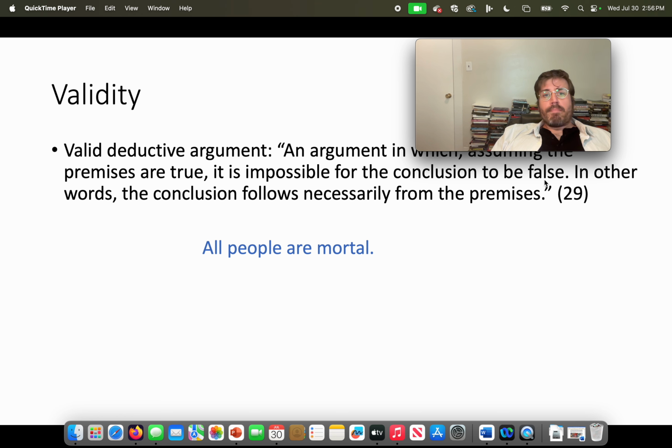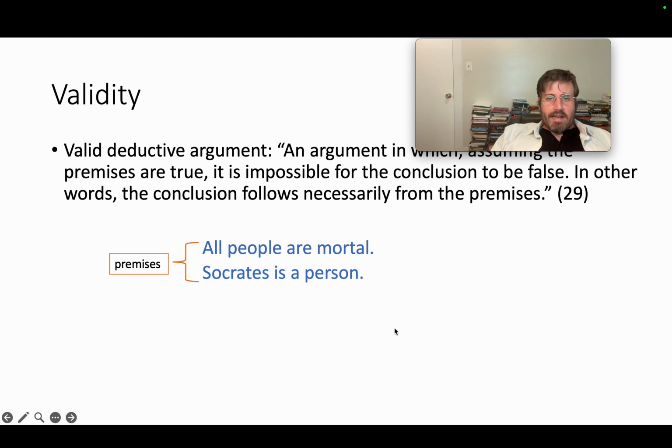The first premise is all people are mortal. The second premise is Socrates is a person. Socrates is a famous philosopher. You take Introduction to Philosophy with me, and you'll learn all about Socrates and his contributions to philosophy. But we don't really have to know much about Socrates here other than that he is a person, right? So we have premises here. Now I want you to jot down for yourself what conclusion you think naturally follows from these two premises if we take for granted that the premises are in fact true.